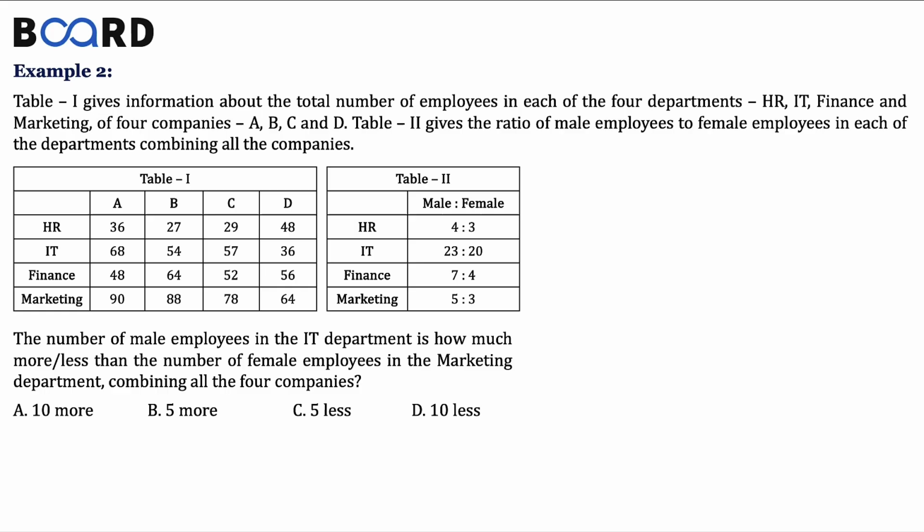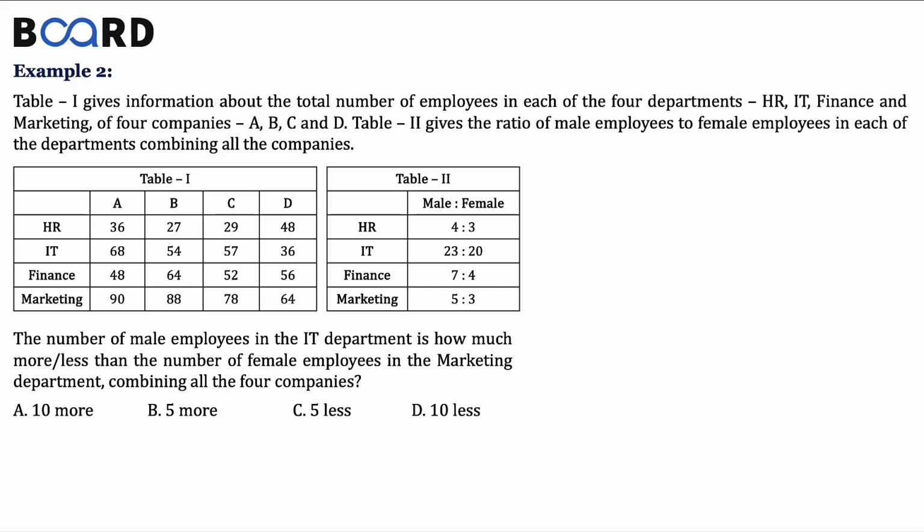The first data given in table 1, that represents how many employees are there. Let's say in HR company A, there are 36 employees. IT company B, there are 54 employees. Finance company C, there are 52 employees. Marketing company D, there are 64 employees.